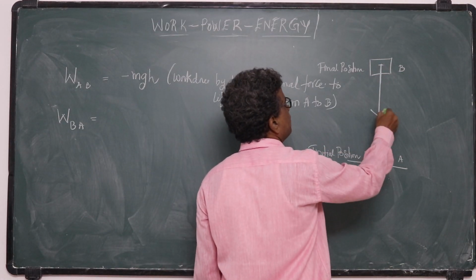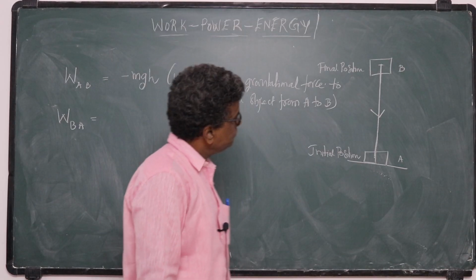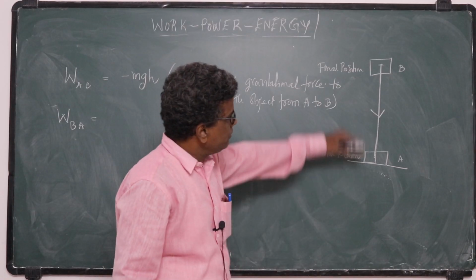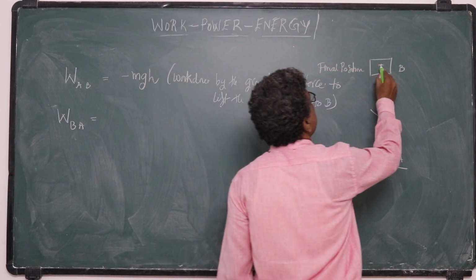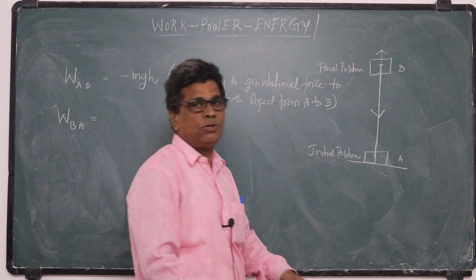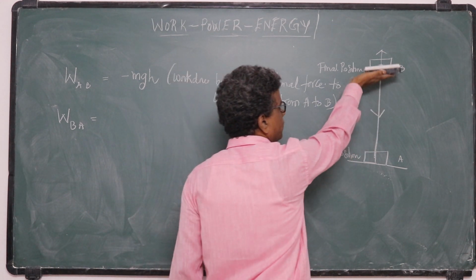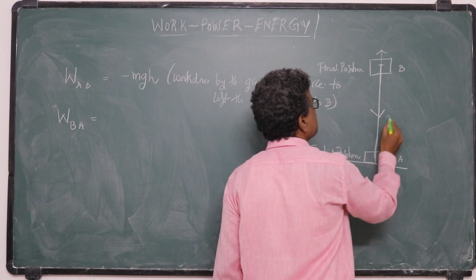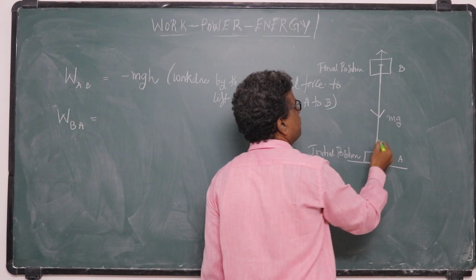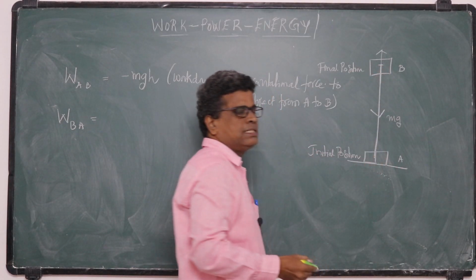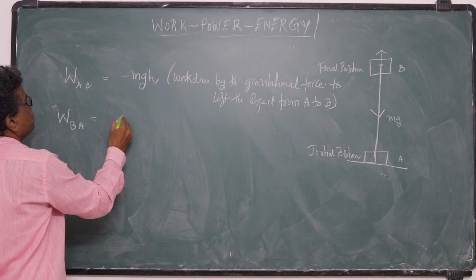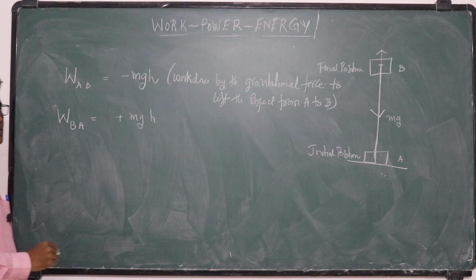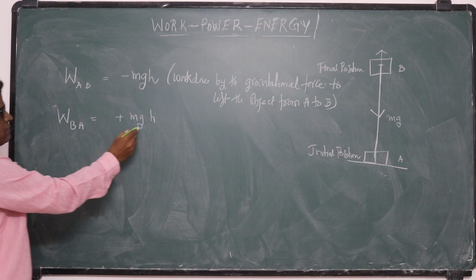So when you are moving down, here you have to apply the force against that. Otherwise, without acceleration, you have to lift this object down through a height h. So the gravitational force is mg and displacement is h. Then work done is positive. Both are in the same direction, so this work done is positive.